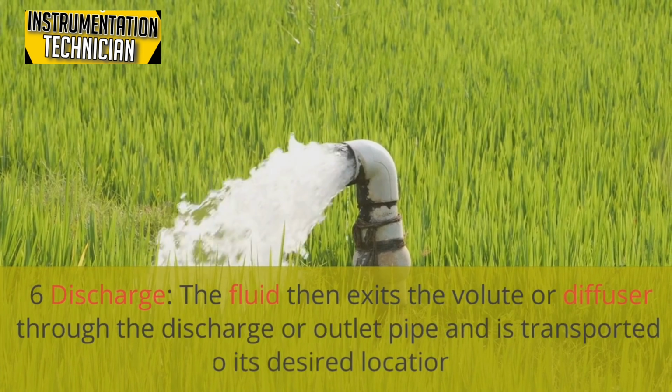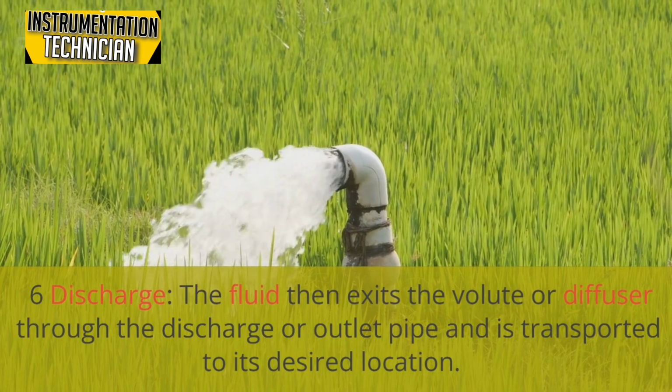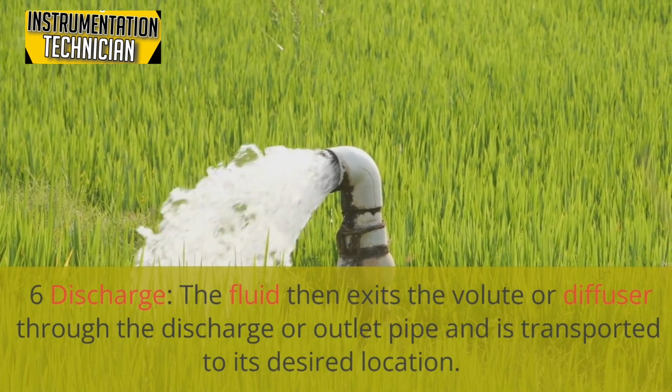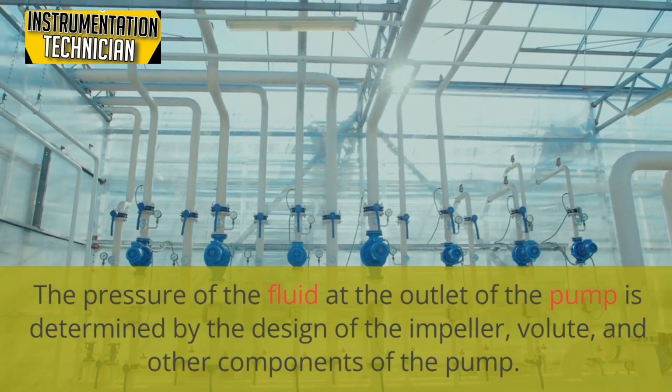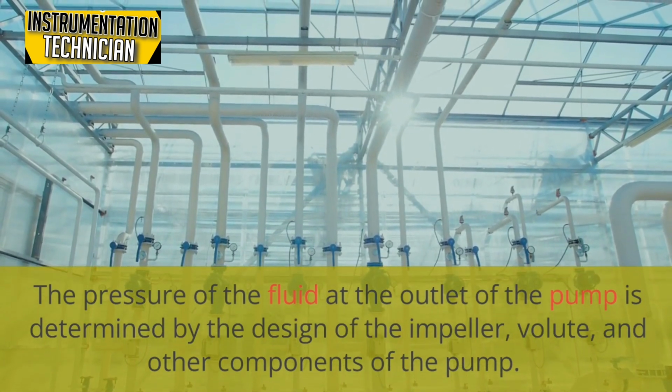6. Discharge. The fluid then exits the volute or diffuser through the discharge or outlet pipe and is transported to its desired location. The pressure of the fluid at the outlet of the pump is determined by the design of the impeller, volute, and other components of the pump.